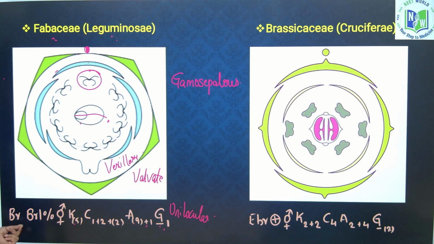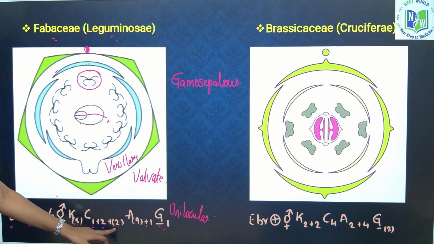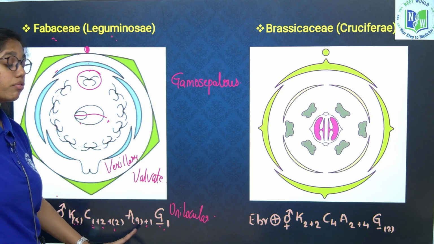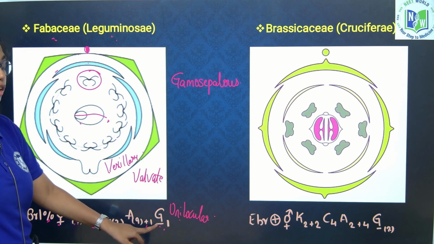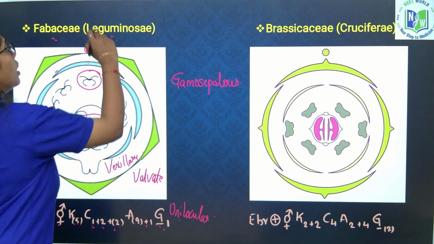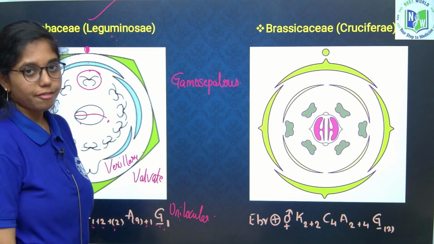And if you see clearly the floral formula, it is bracteate, bracteolate, zygomorphic, bisexual. Calyx 5 fused gamosepalous, corolla 1 plus 2 plus 2 fused, androecium 9 fused plus 1, gynoecium is unilocular, and it has superior ovary. This is all about the family Fabaceae.